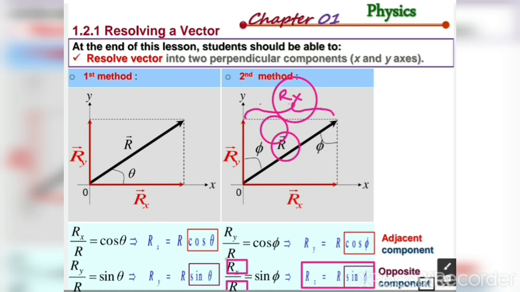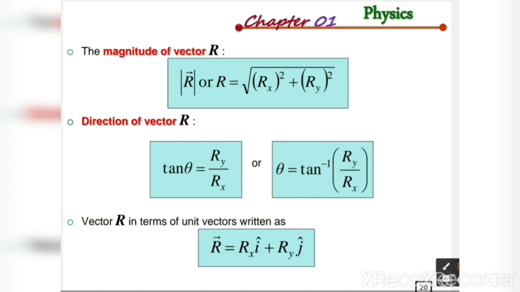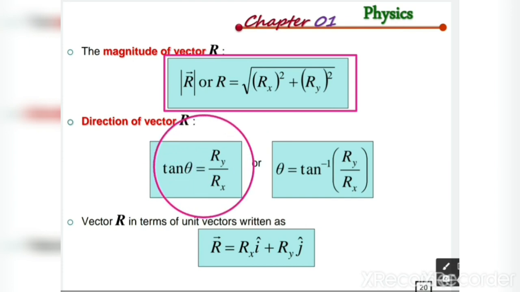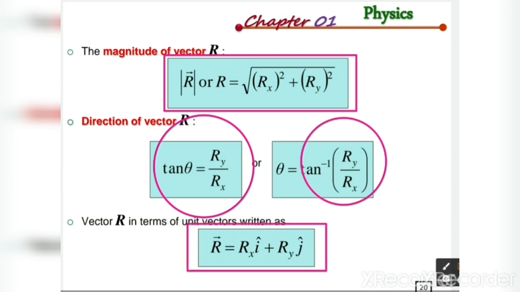To calculate the magnitude of vector R, the formula is magnitude of R equal to the square root of Rx squared plus Ry squared. To determine the direction of vector R, the formula we should use is tan theta equal to Ry divided by Rx, or theta equal to shift tangent of Ry divided by Rx. A vector can also be written as vector R equals Rx i plus Ry j.